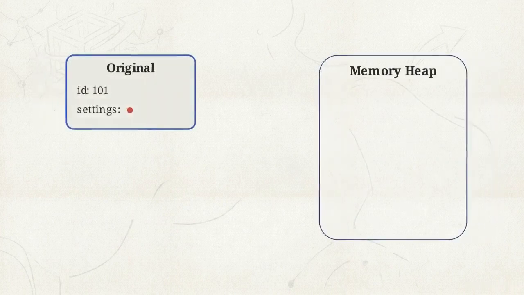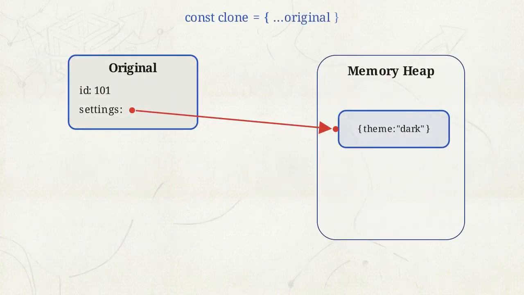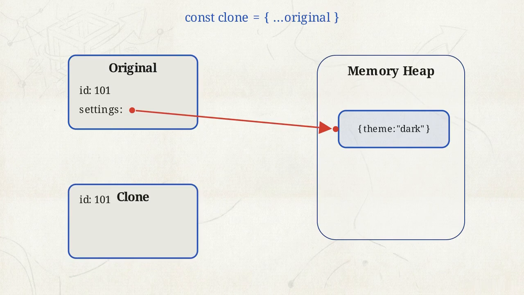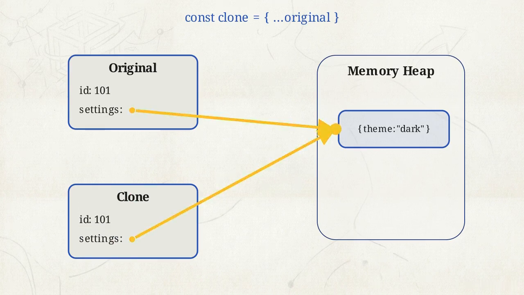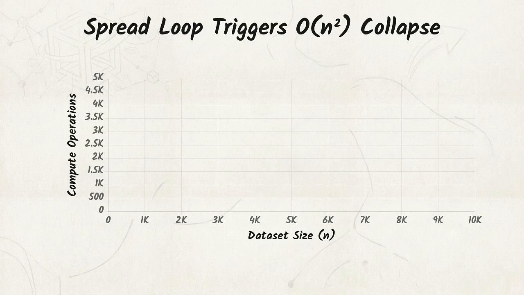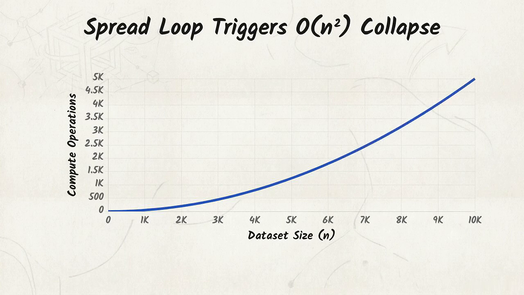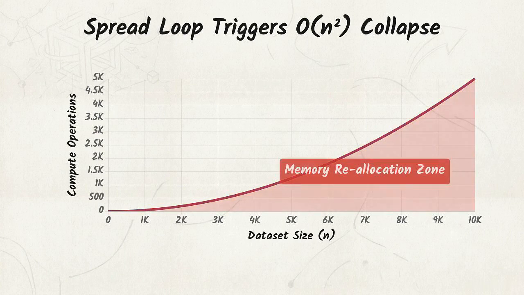A shallow copy, achieved using the spread operator or Object.assign, only duplicates the top-level primitives. The new object gets its own container, but any nested arrays or objects are still pointing to the exact same shared memory address. This chart shows the hidden algorithmic cost of the spread operator. Every time you spread an object inside a loop, you force the engine to reallocate memory for all existing properties. What starts as a linear operation rapidly compounds into an O(n)² curve as the dataset scales.